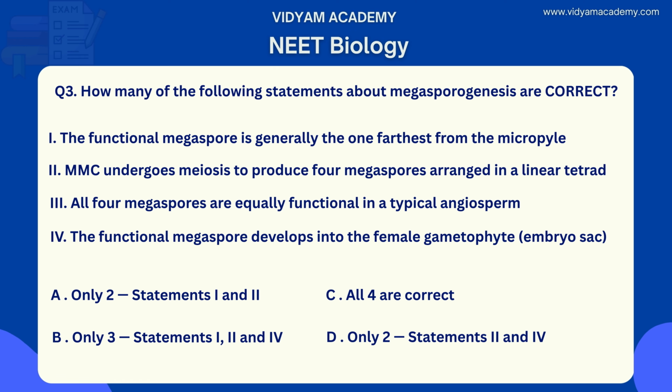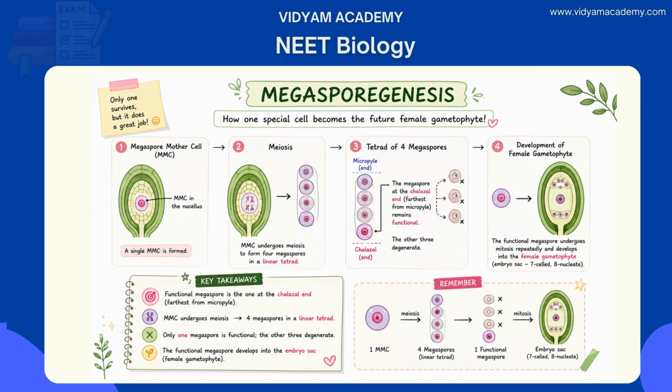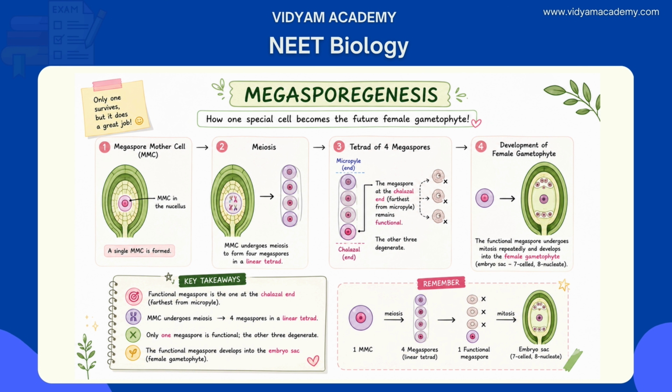Yes. Could you guess the answer? Yes. The correct answer is option B. Only 3 correct statements, 1, 2 and 4. 3 is wrong. Why and how? We can go to explanation. In a typical angiosperm, only one megaspore, that's the chalazal one farthest from micropyle, is functional. The other three degenerate. So statement 3 is wrong.